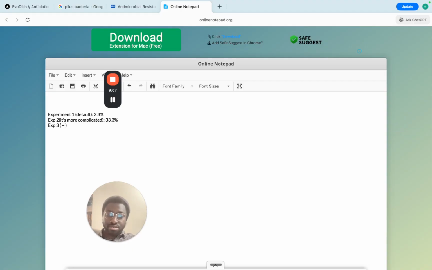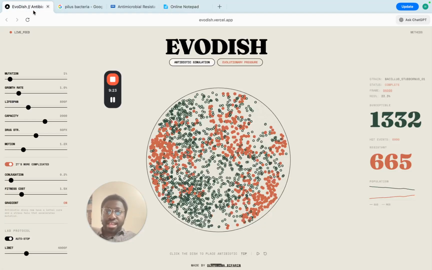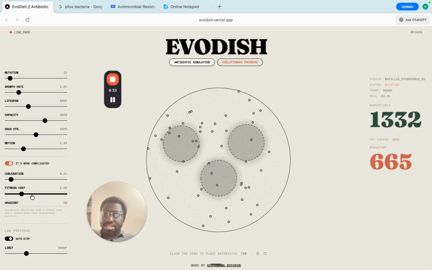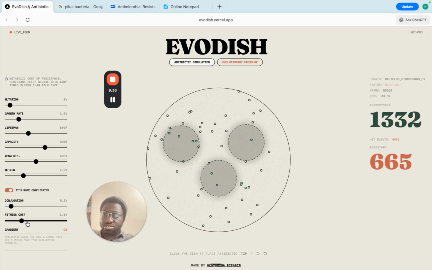Our last one is just going to be everything above plus, let's say, three antibiotics. Let's put 3 antibiotics. So we're going to start this experiment again, and I'm going to just say 1, 2, 3. And a few things: I think I talked about conjugation previously. I don't think I mentioned the fitness cost, but the fitness cost essentially is that there's a metabolic cost to resistance. So resistant cells divide slower compared to wild type, okay?